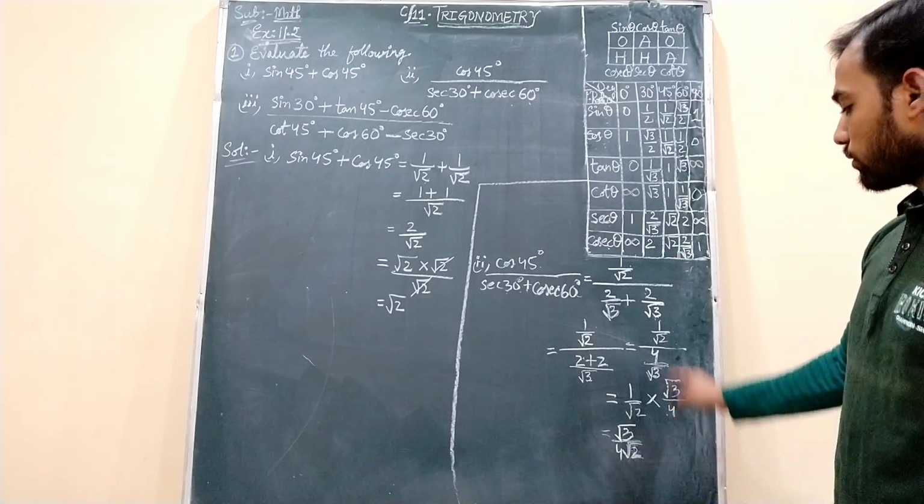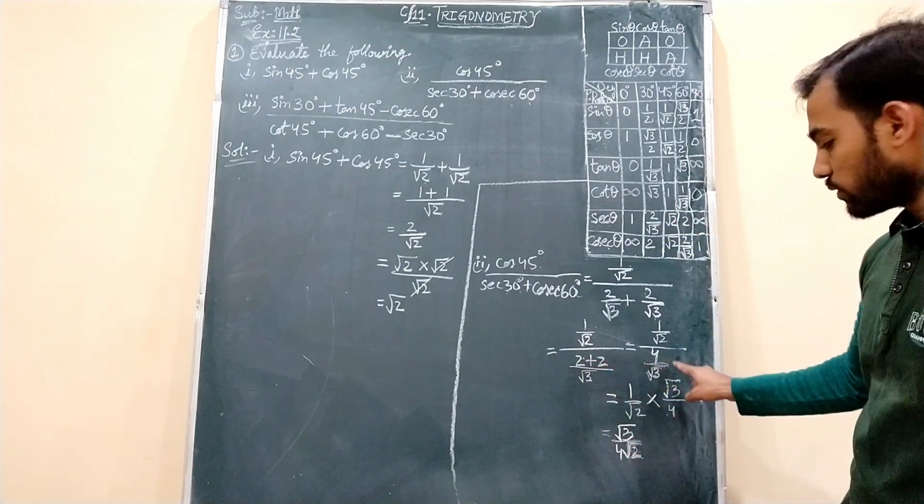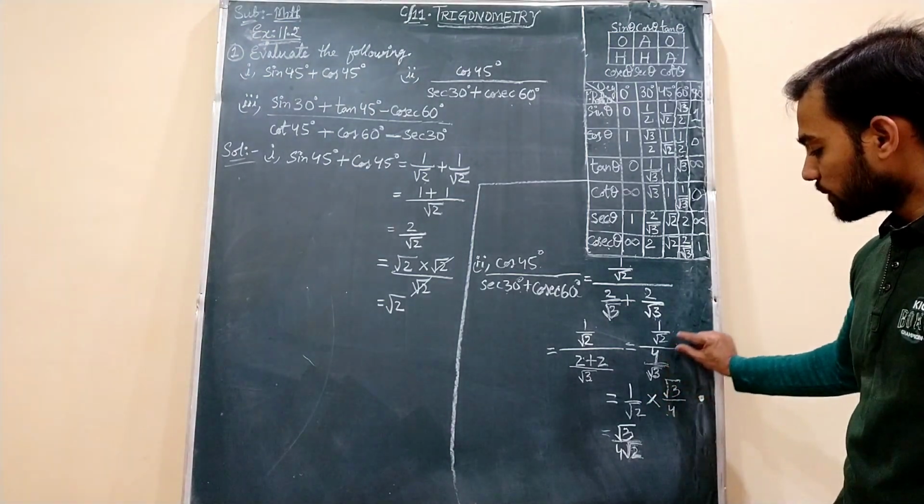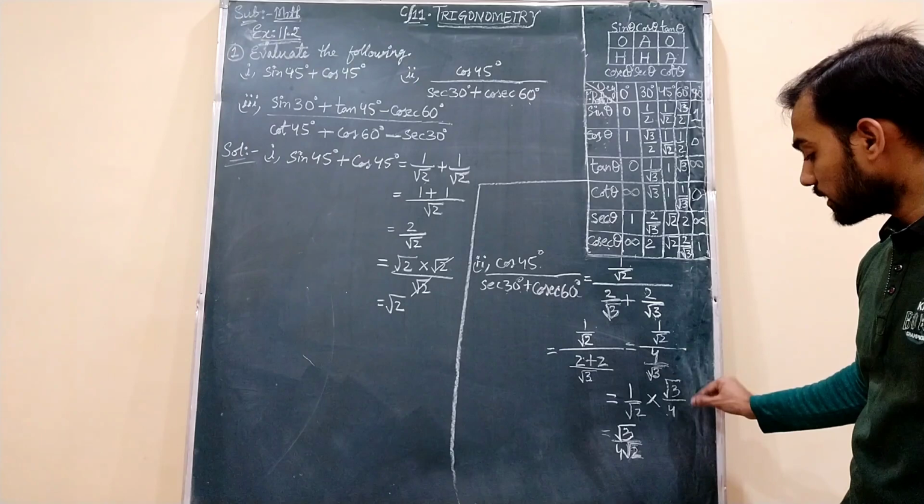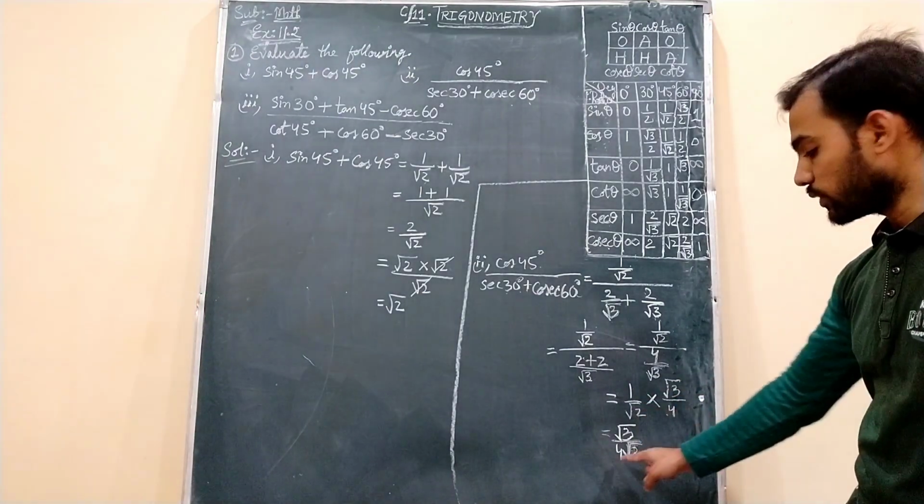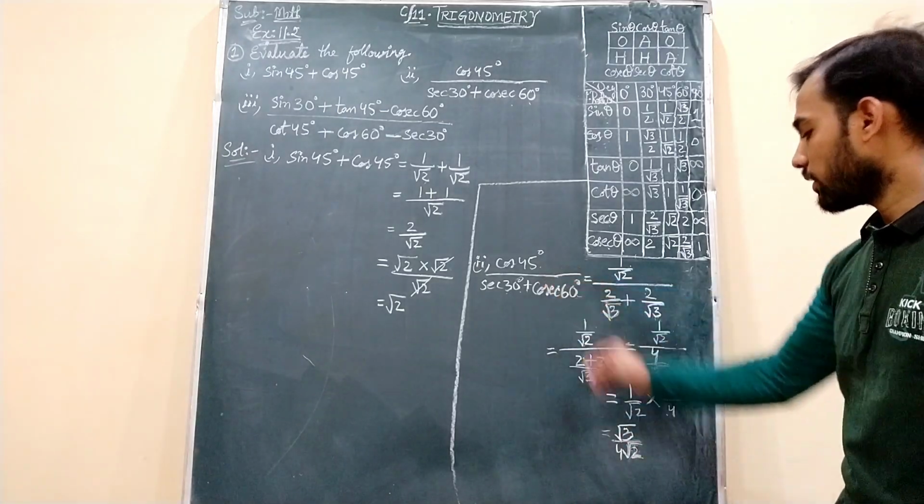Root 3 by 4 root 2. 1 by root 2 as it is. Here 2 plus 2, 4 by root 3 we got, students. Then 1 by root 2 into, I have taken this 4 by root 3 into multiplication. So it gets reversed, it will become root 3 by 4. 1 into root 3 is root 3 and root 2 into 4 is 4 root 2. This is the value of this expression.